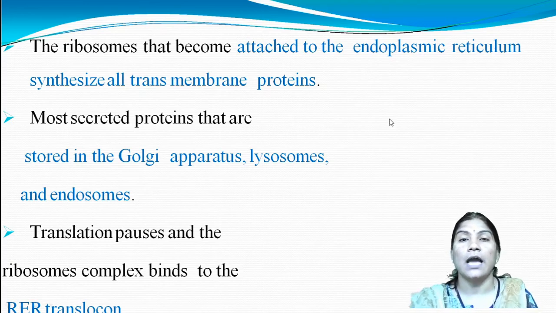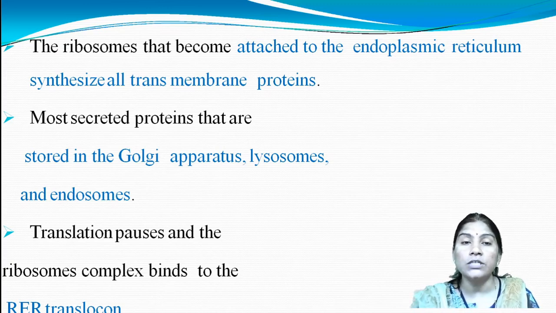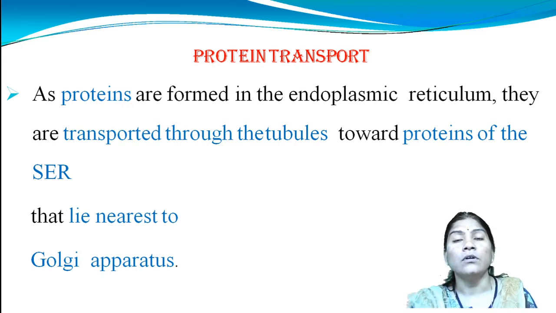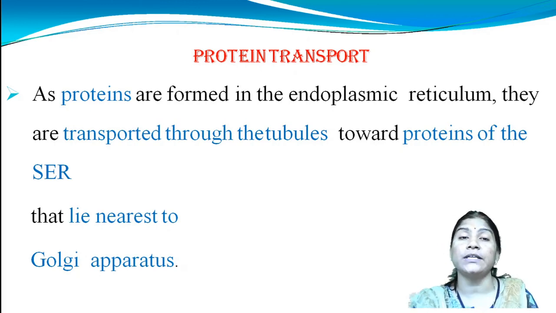So, ribosomes attached to the endoplasmic reticulum synthesize all the transmembrane proteins and also some secreted proteins, which are always stored in the Golgi apparatus, lysosomes and endosomes. Translation pauses, and the SRP-ribosome complex binds to the rough endoplasmic reticulum translocon. So, they also play an important role in the transport of proteins.